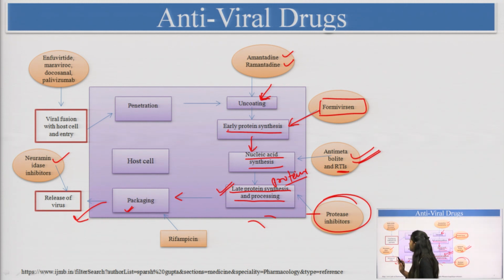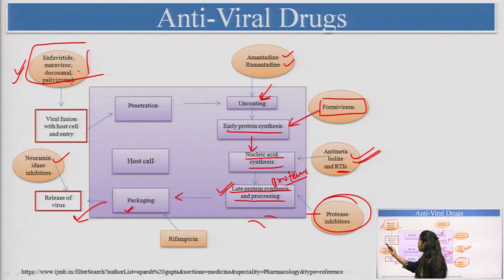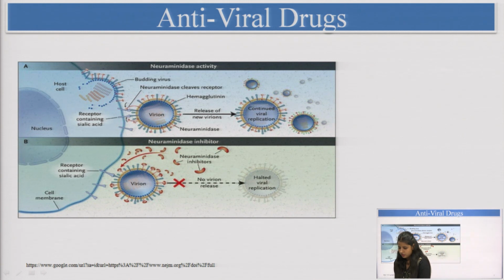Here we have one category which we have missed out: enfuvirtide, maraviroc, docusenal and palivizumab. These drugs act on the very initial step, when the viruses start to fuse with the host cell. So, viral fusion with the host cell and entry. They act on this part where the penetration is occurring. So, this is all we have covered in this mechanism part, meaning where these drugs are acting, or on which of the steps.